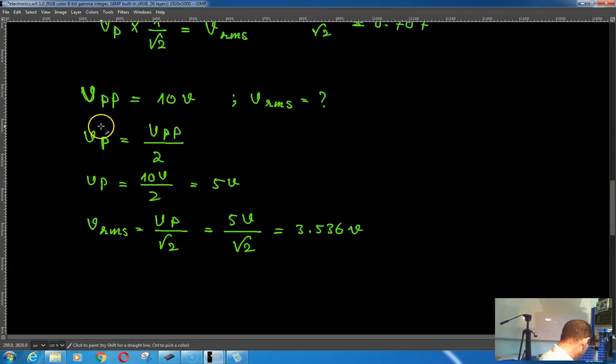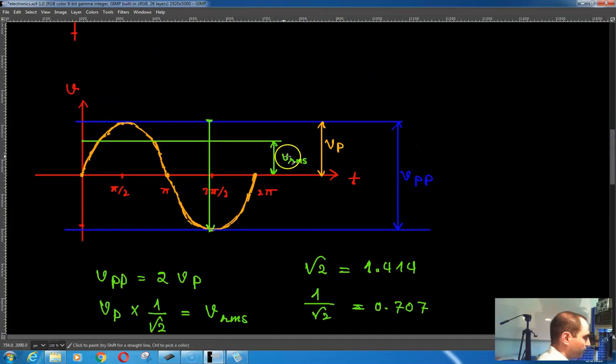Or for example, suppose that you have some RMS voltage of 2 volts, V of RMS is equal to 2 volts, and you want to find the peak to peak voltage. What is V of PP, right? The RMS voltage is this voltage over here. If I want to get to the peak voltage, I have to multiply this RMS voltage by square root of 2, right?